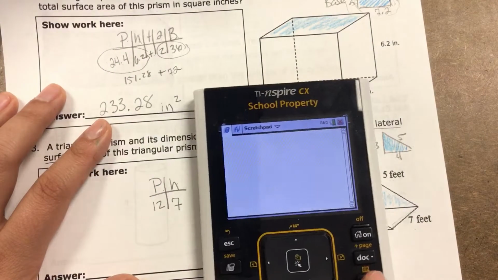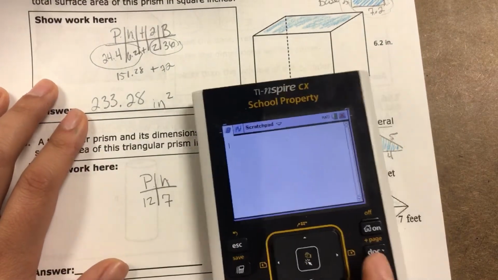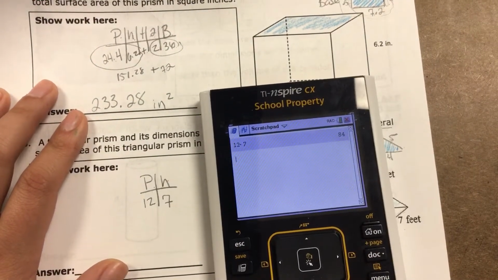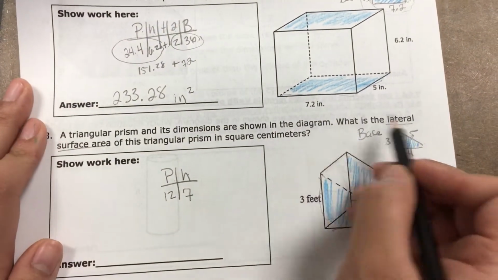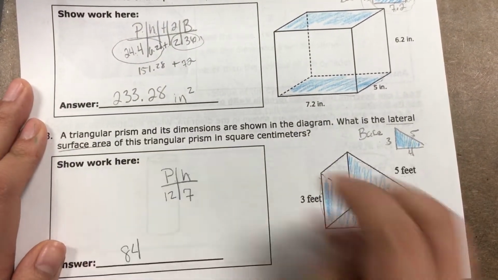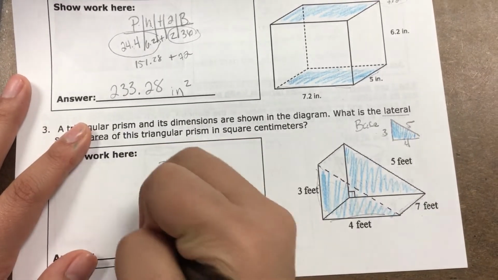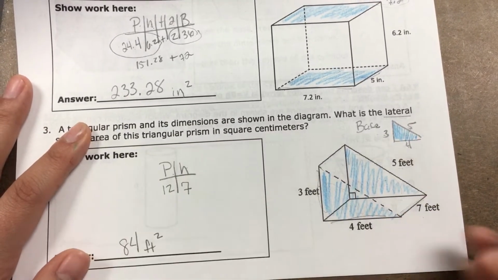Let me clear it out so we don't get confused from the other problems. So 12 times 7 and click enter, we get 84. So our lateral surface area is 84. Our units were feet. Again, we're talking about surface area, so squared.